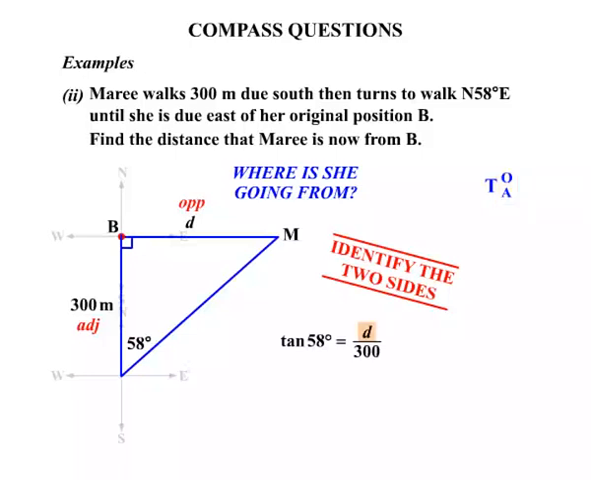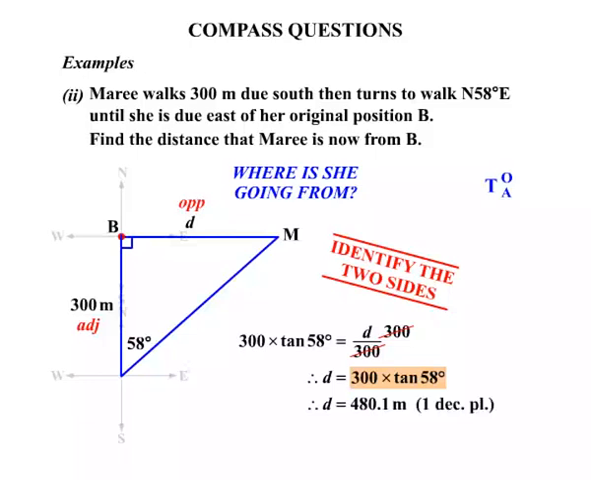So to find D, we need to get rid of that 300 by multiplying both sides by it. On the right side, they'll cancel each other out. So then we have the D by itself, and D equals 300 times tan 58 degrees. Now let's use the calculator, work that out. It works out to be 480.1 meters, and that's been rounded off to 1 decimal place.